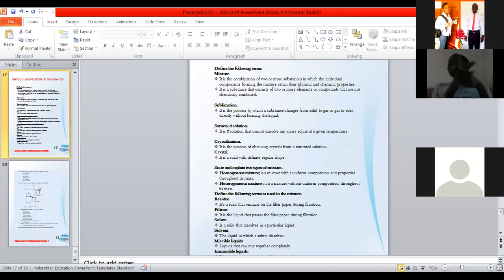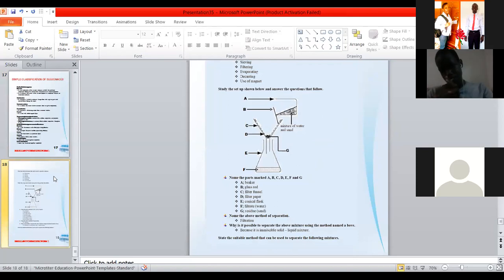There is a certain word here, saturated solution. What is a saturated solution? Yes, Mercy? Yes, Dean? Yes, Shaban? Okay, a saturated solution is a solution that cannot dissolve any more solute at any given temperature. Very good.